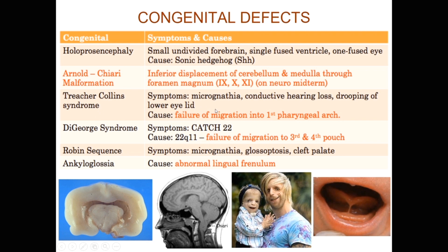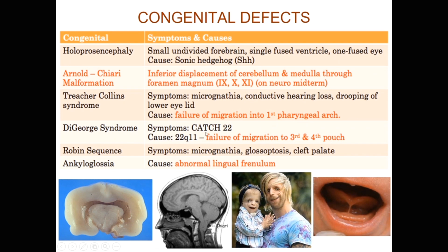Treacher-Collins syndrome is pharyngeal arch 1 syndrome, or the first pharyngeal arch. And this is usually micrognathia, conductive hearing loss. This is one that gives it away: drooping lower eyelids. So drooping lower eyelids, not upslanting, because upslanting you're going to be seeing in Down syndrome. This is drooping lower eyelid. And this is what Treacher-Collins looks like, just right here. They have very small little tiny ears and very tiny jaw.